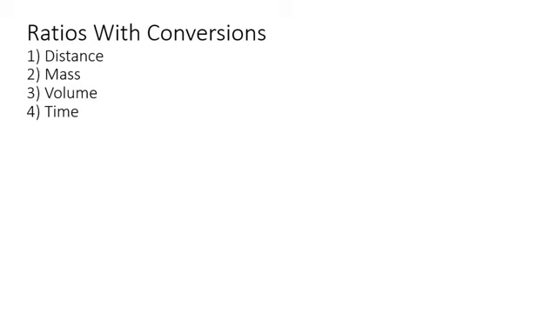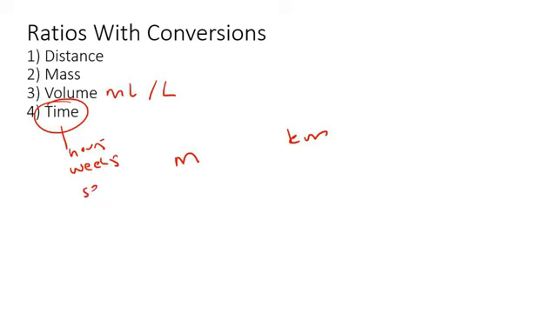So in this lesson, we're going to talk about ratios like we did in the previous lesson, but we're going to use conversions now. Like when they give you a question that has meters and kilometers, you have to first be able to convert these before you can use ratios. Or maybe they give you volume, which is milliliters and liters, or time, which is hours, weeks, seconds. There are all these things. Or what about mass, like milligrams or grams or tons or kilograms? We're going to go over all of that in this lesson.